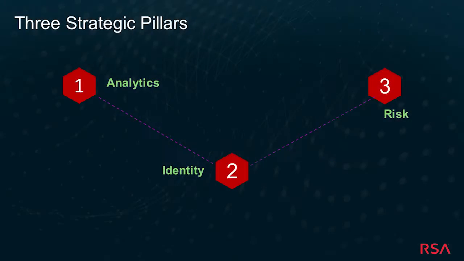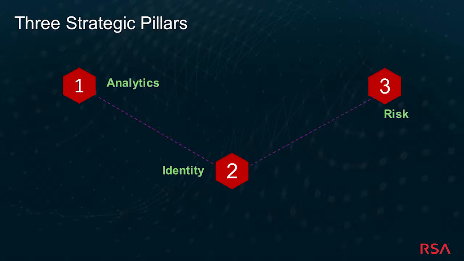Now, I think there are three key areas in which we've got to think about and evolve our thinking, and they turn out to be some of the most fundamental pillars of security. And these pillars are, number one, analytics, number two, identity, and number three, risk. And I'm going to talk about what each does and what the implications of each are over the course of the second half of this presentation.